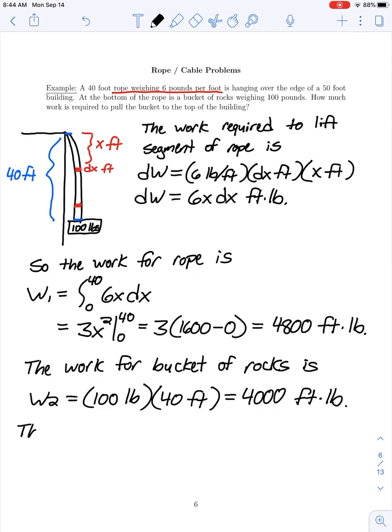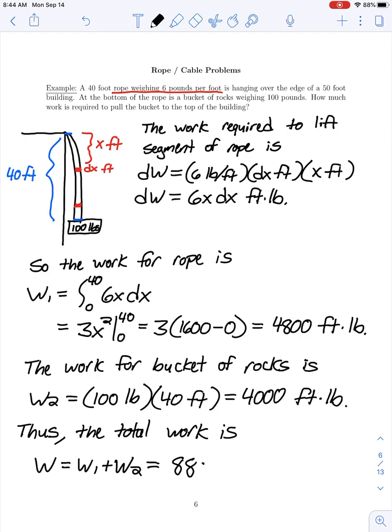So to get the total work in order to lift this bucket of rocks by means of the rope to the top of the building, we would have the sum of the work required for the rope and the work required for our bucket of rocks, which would give us 8,800 foot-pounds of work required to lift that 100-pound bucket of rocks by means of this rope to the top of the building.